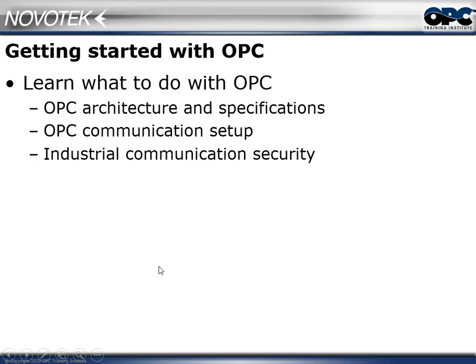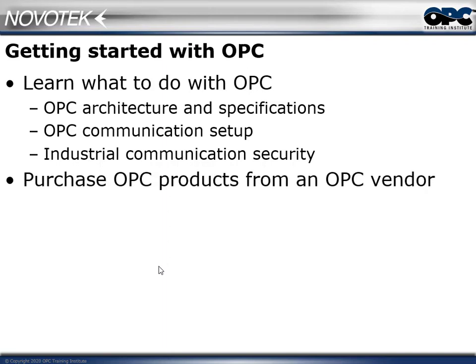So what do you need to do to get started with OPC? Well, you need to learn the architecture and specifications, of course. You need to understand how to set the communication up, and you need to understand industrial communication security, and that's typically where people have the problems.